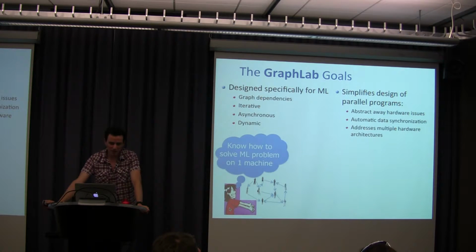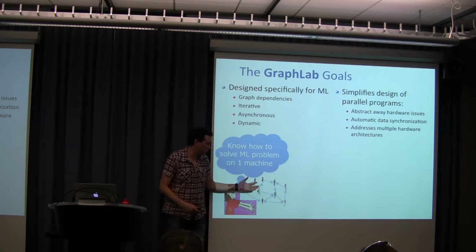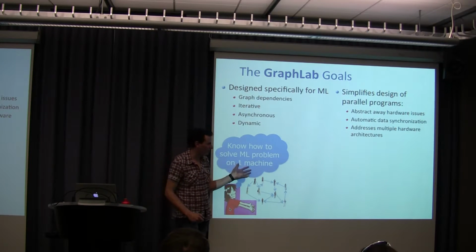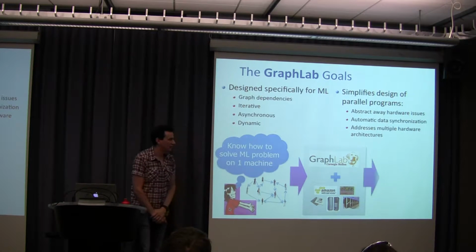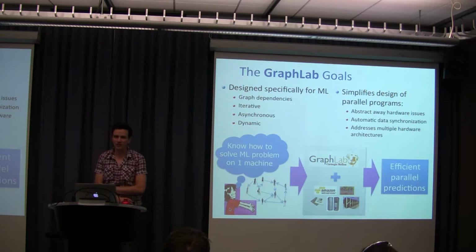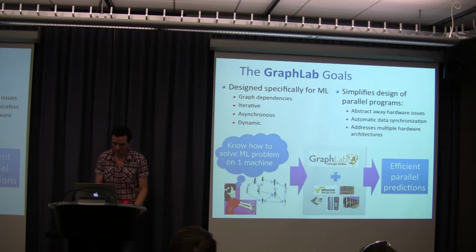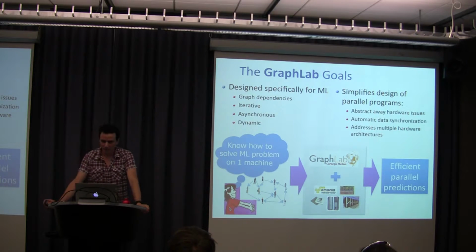So for somebody like me, who maybe knows how to solve a problem on one machine, like prioritized sweeping on this graph, the dream was to be able to say, okay, I know how to solve this problem. Somehow I'm going to feed my algorithm to GraphLab and the Amazon cloud, and I automatically get some efficient parallel predictions. And if we could do this, then it would open up the possibilities of changing how we do machine learning today. And that was kind of the dream when we started. And it was really a transfer of ideas from BP into this more general setting.